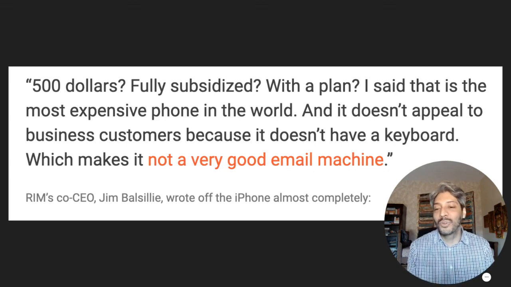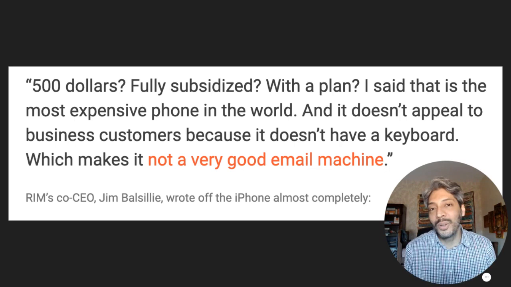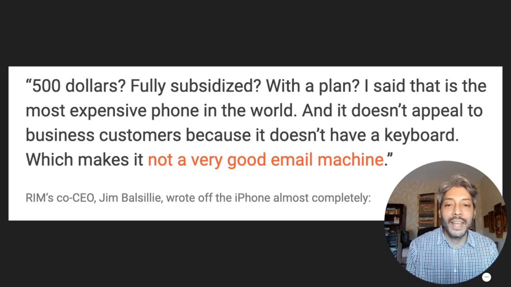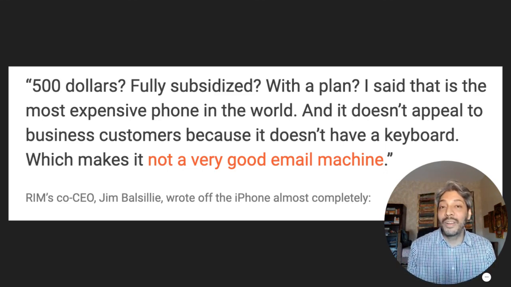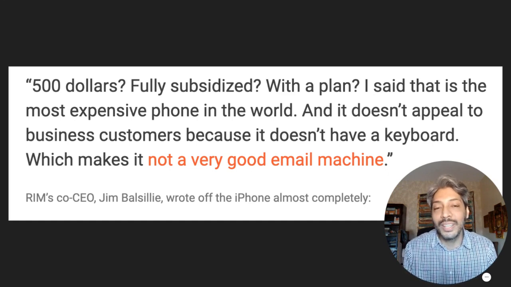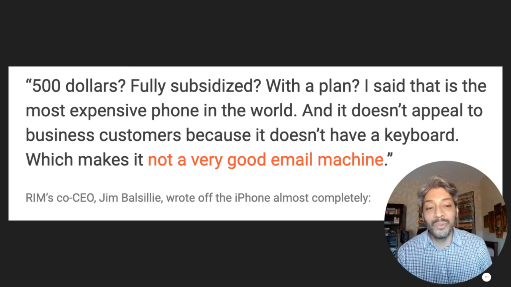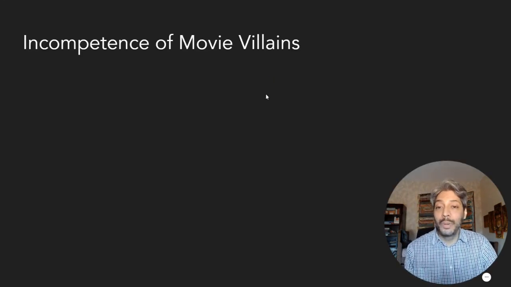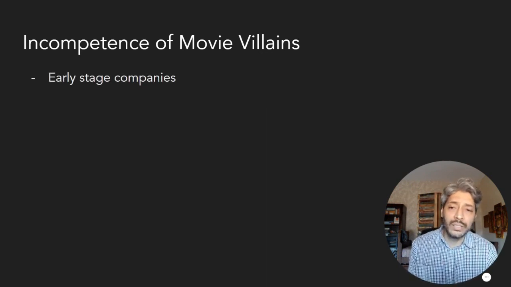I'd let you take in this quote from the BlackBerry CEO on what he thought of the upcoming iPhone and the fact that it was fully subsidized and with a plan. And he just thought that phones were going to be email devices. And how wrong was he, right? They didn't possess a quality and they weren't aware of it, and it came and bit them really hard. So the incompetence of movie villains essentially plays out a lot at early stage companies.